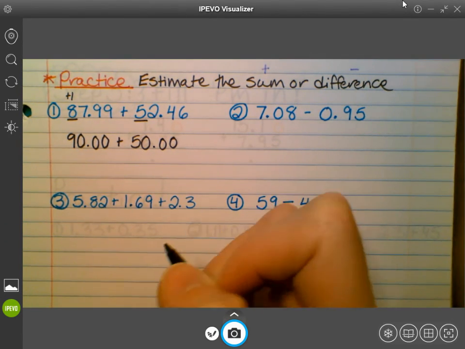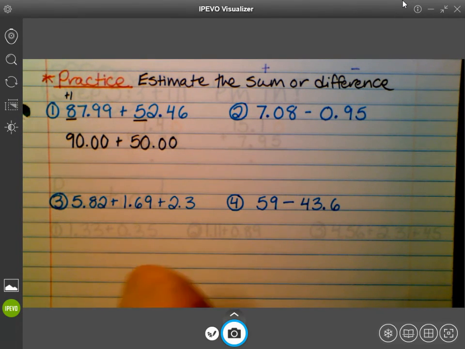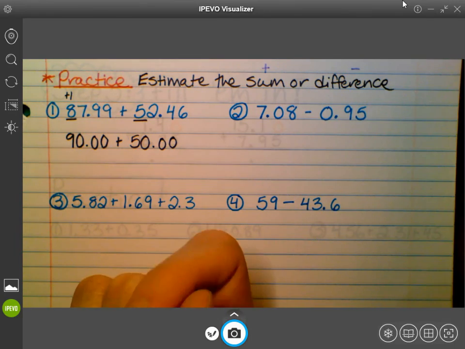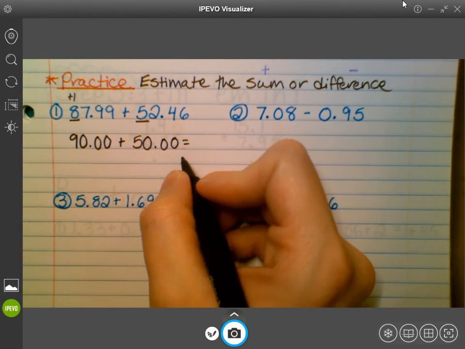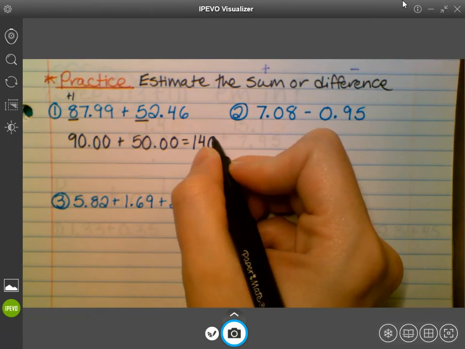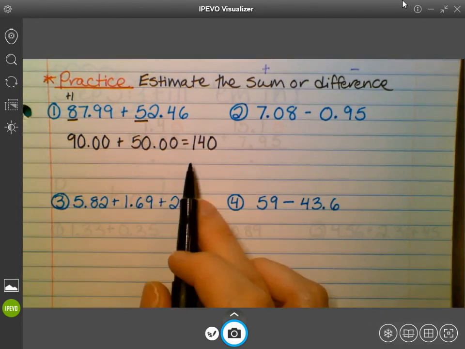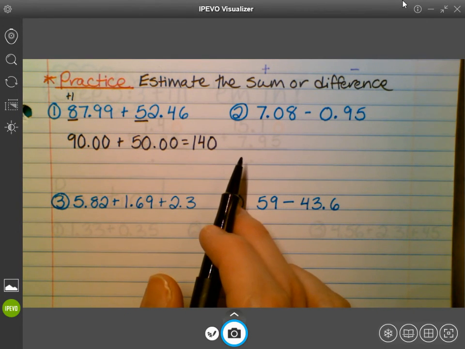90 plus 50, who can raise their hand and tell me what 90 plus 50 is? What is it, Philip? 140, exactly. Equals 140. Exactly, and you could have written that as 140.00. That would also work.